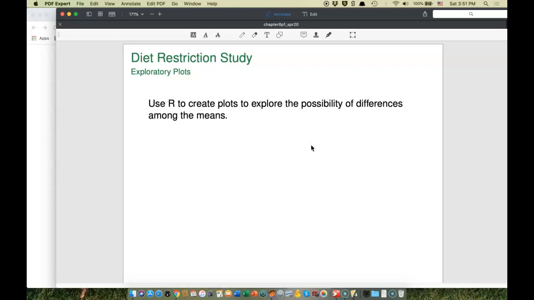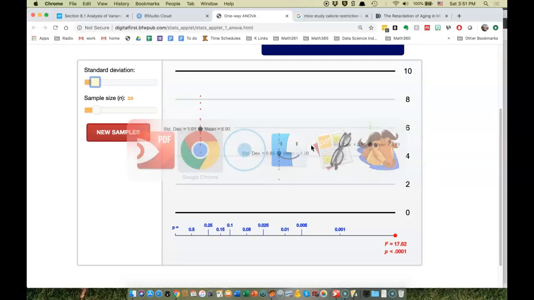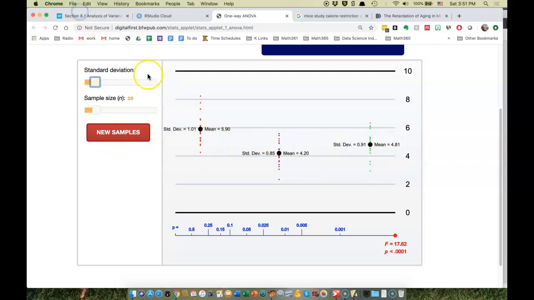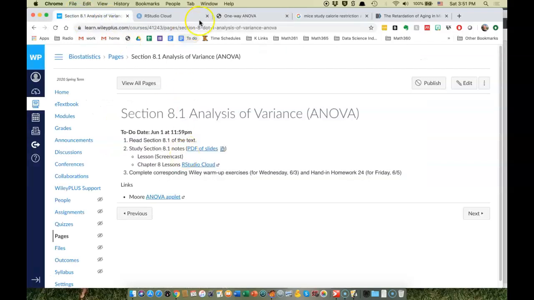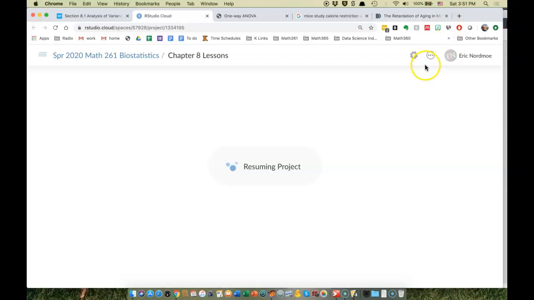So why don't you come with me into the cloud? I've got a link over here. Let's make sure that it takes us to the right place. I'm going to close that. Click on this to RStudio Cloud, and let's hope that it's there where it's supposed to be. You never can tell about these RMD files.